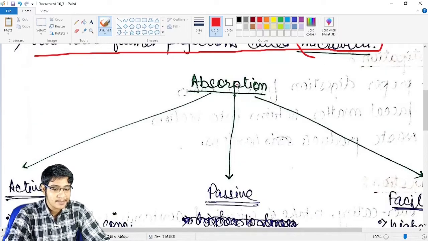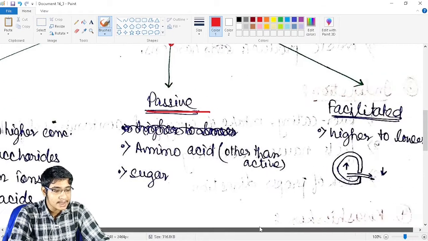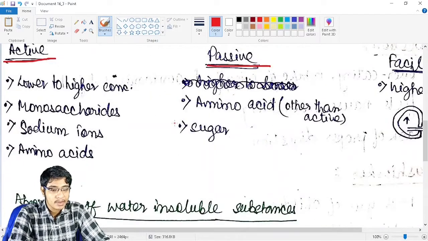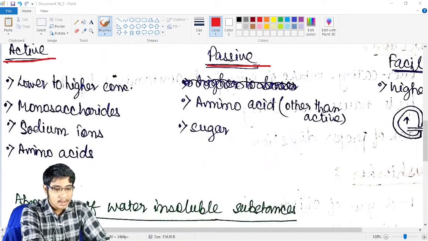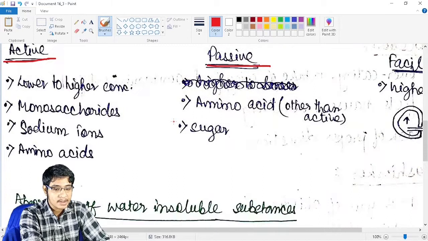Now, absorption. Absorption has three types. What are the types? Active, passive, and facilitated. So, active, passive, and facilitated. Let us have a look at the three types of absorption. What is active absorption?